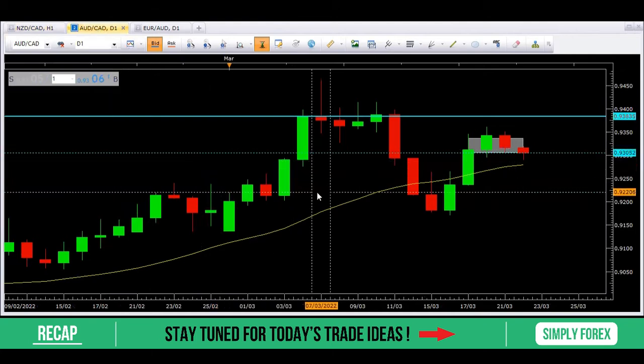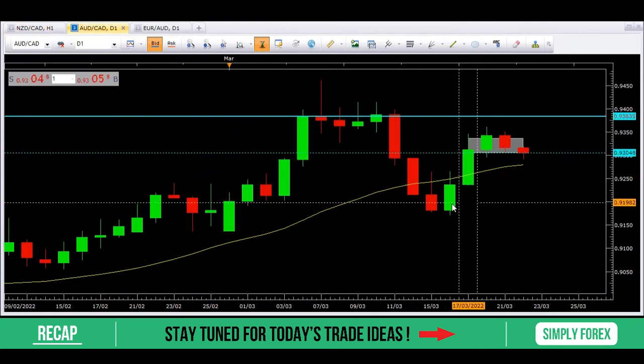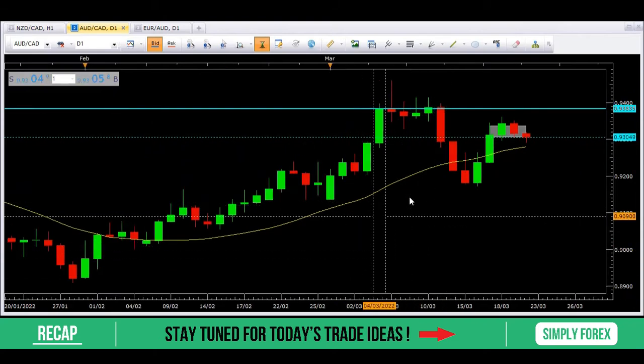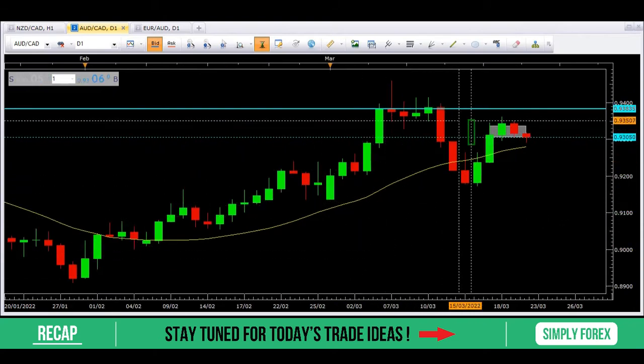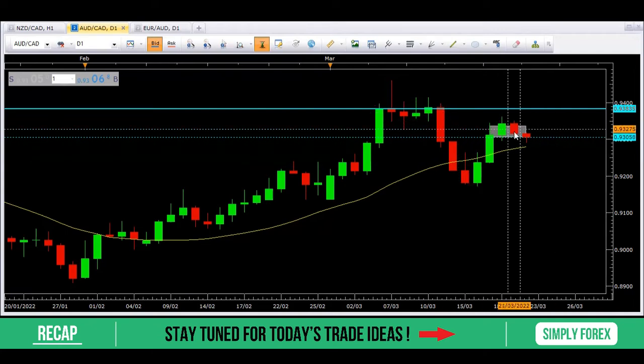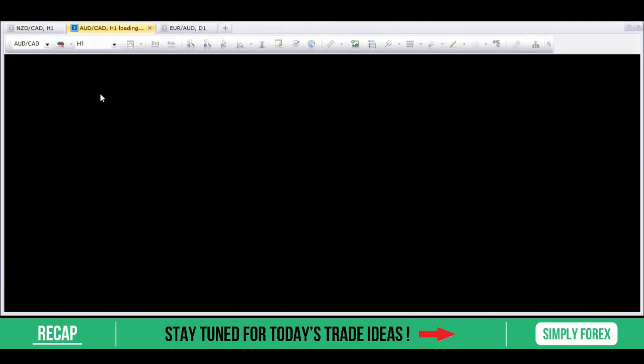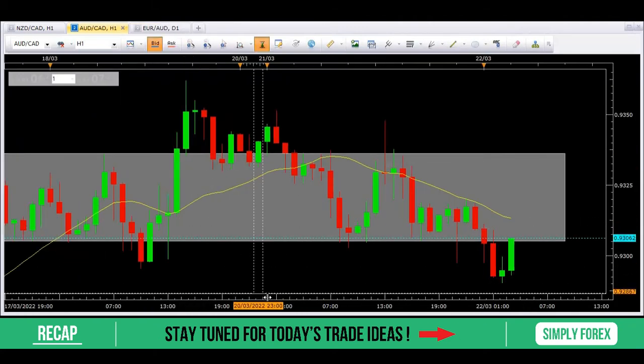The next one was the Aussie dollar against the Canadian dollar. Very similar to the New Zealand Canadian dollar, highly correlated. We had three bullish days on the trot, and we just wanted to take it that little bit further back up to these highs here. That was the idea. Again, a red candle formed yesterday instead. But let's look at H1 to see what happened here.